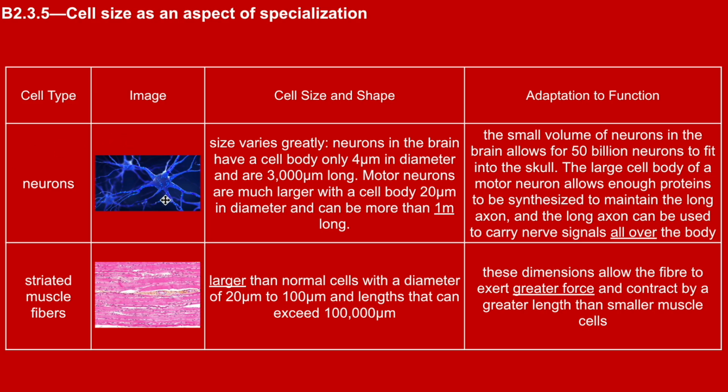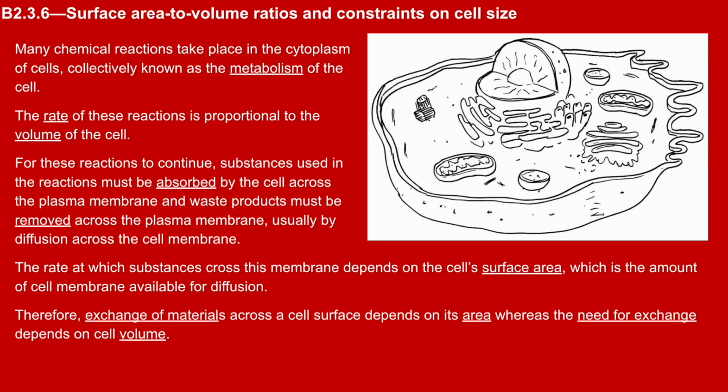Neurons are cells that have huge variation. Some of them are super tiny. Neurons in the brain can be as small as 4 micrometers in diameter. Whereas some motor neurons can go all the way from the base of your spine down to the tip of your toe, a single cell that can be more than 1 meter long. So incredible variation. Striated muscle fibers are going to be larger than normal cells, which allow those fibers to exert greater force than smaller muscle cells.